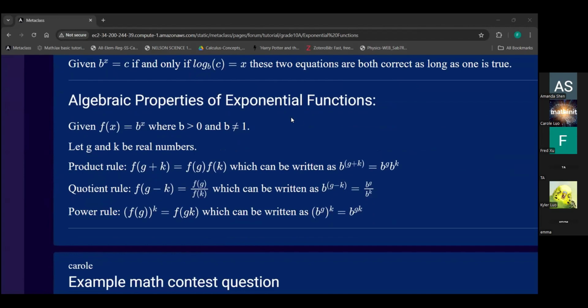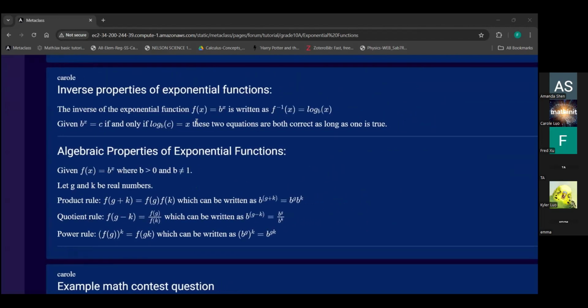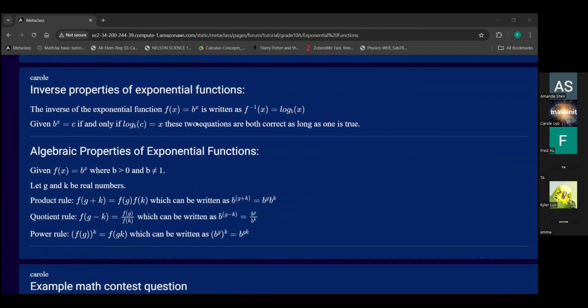So we have f of g. Okay, so f of x, this still equals b to the power of x, where b must be greater than 0 and b cannot equal 1.